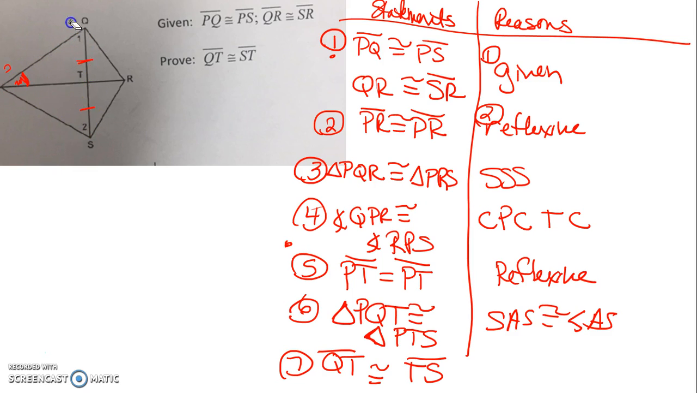I really probably shouldn't have used all those squiggles. I probably should have just said, and this would be corresponding parts of congruent triangles are congruent. Probably could have had dashes. Dashes may have been a little more understandable in the picture.